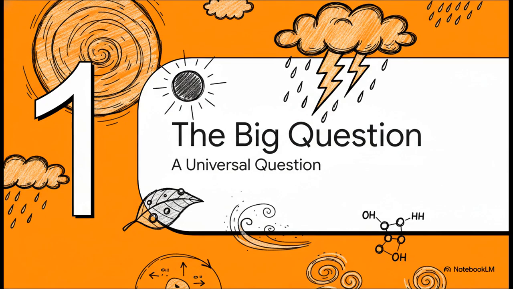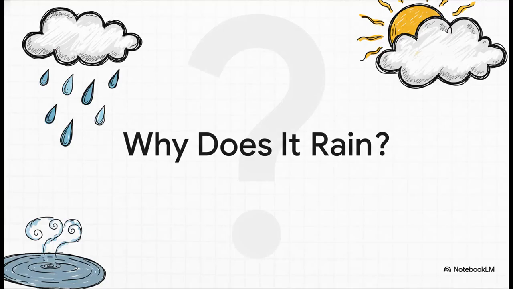Whether you're trying to figure out a complex weather forecast or you're just curious about a passing shower, it really all boils down to one simple, universal question. That's it. Why does it rain? It sounds almost childishly simple, right? But the answer to that question is the key that unlocks the entire engine of our weather. So let's build that answer together, piece by piece.